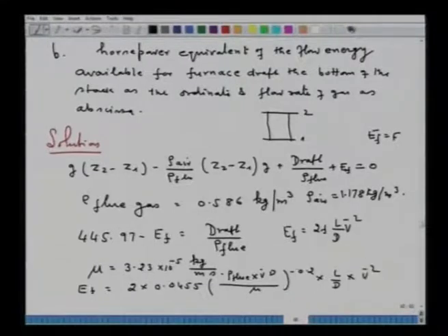into V bar square. So let us calculate f by the expression 0.0455 Reynolds number to the power minus 0.2.